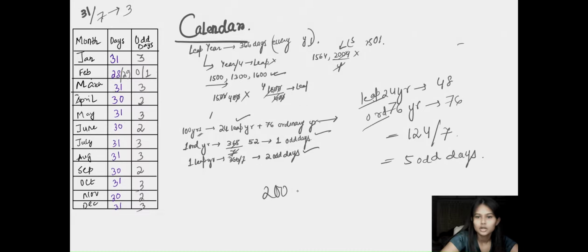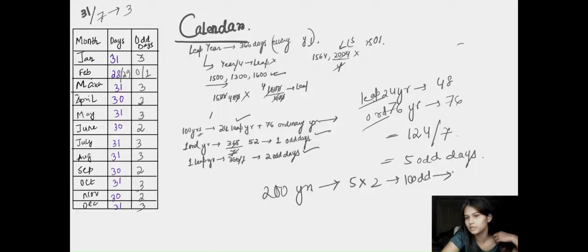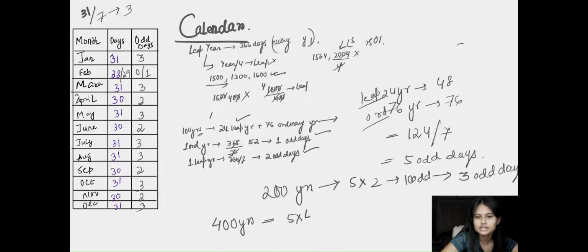Similarly, for 200 years, we can just do 5 into 2, that is 10 odd days. But 10 odd days can't stay like that because we divide it by 7, right? So we get 3 odd days. Now let's see for 400 years. For 400 years, 5 into 4 is the normal calculation. But as we've seen for century years, there is a leap year, right? So for that, we'll have one addition. That is 21 odd days. But 21 odd days gives me 0 as remainder, therefore 0 odd days.